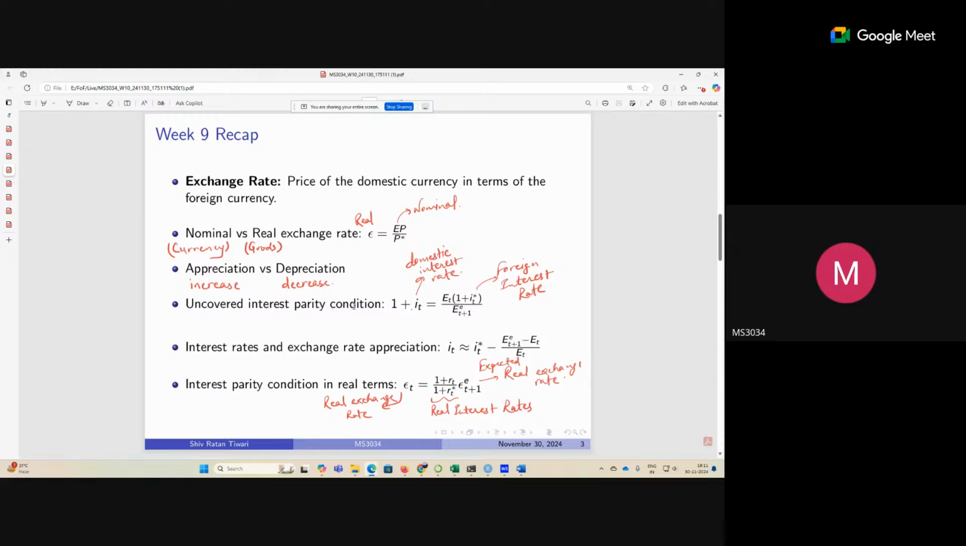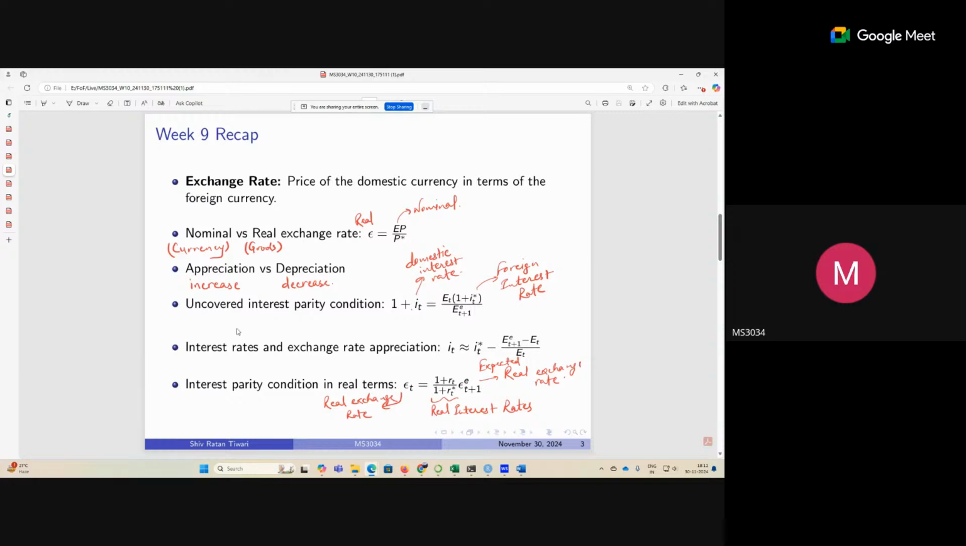And from this, we can derive an approximate relation between interest rates and exchange rate appreciation. The last term, E(t+1) upon E(t), is the expected appreciation of the exchange rate, and i(t) star is the interest rate in the foreign nation, and i(t) is the interest rate in the domestic nation. So this is the relation between them: the domestic interest rate is approximately equal to the foreign interest rate minus the expected rate of appreciation.